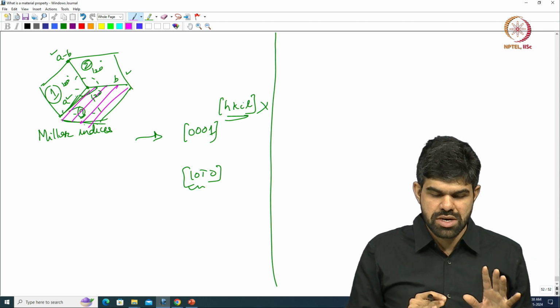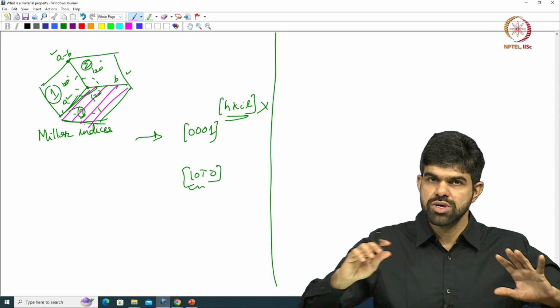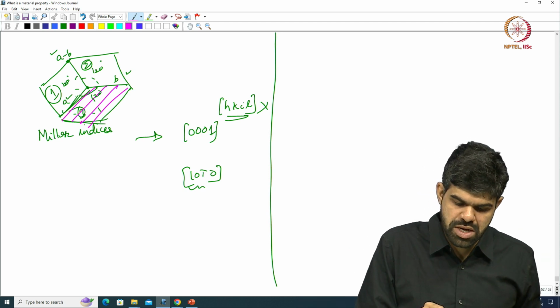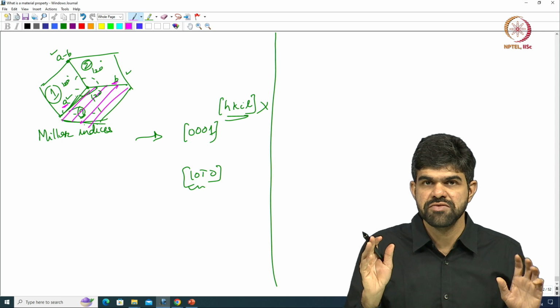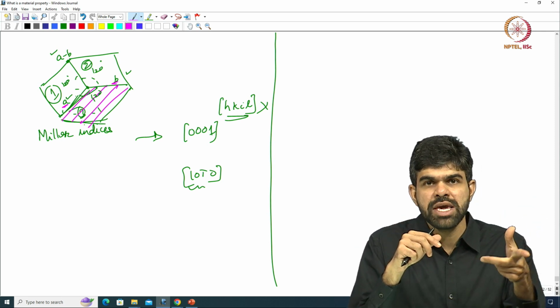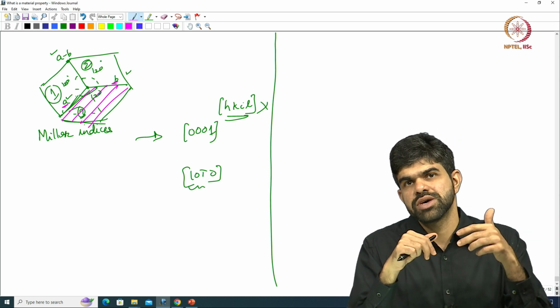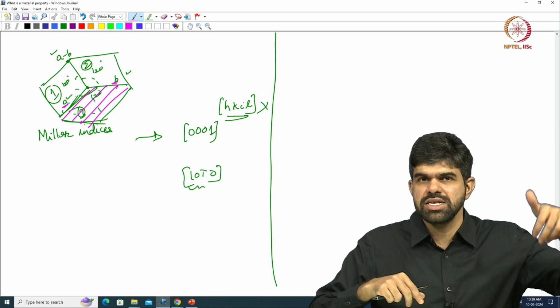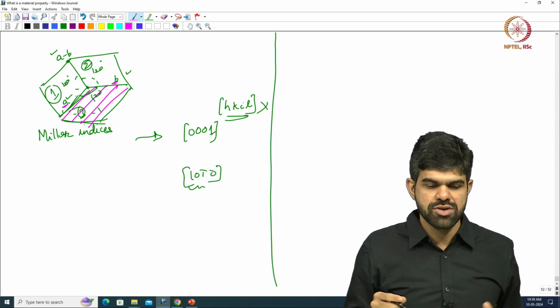So, you may see hkil, but in this course we are not going to use hkil, we are just going to use the A index, the B index, and we are just going to use an hkl sort of thing, with the additional constraint that A, B have an angle of 120 degrees between each other, and that is it. So, and C axis is perpendicular to the AB plane. Okay. So, that is your hexagonal unit cell.